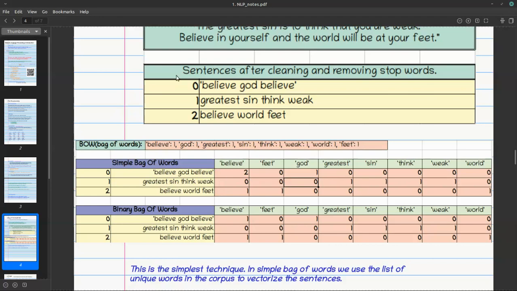So what we have done is we have taken these three sentences and converted them into vectors. Right. So what are these vectors representing? Just nothing but the count of a word.